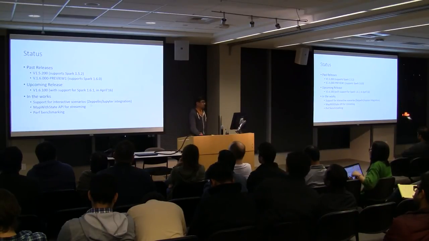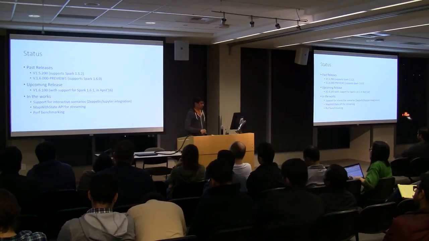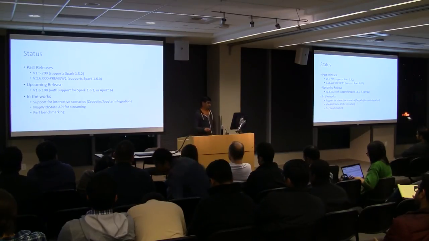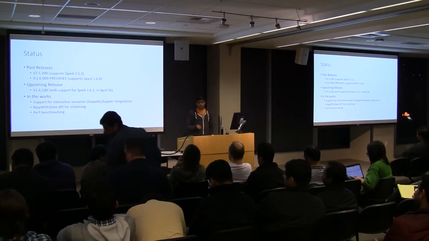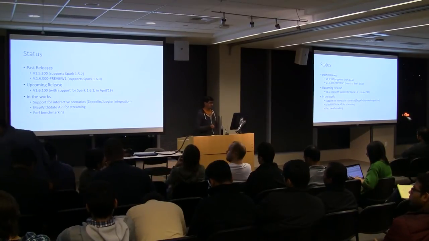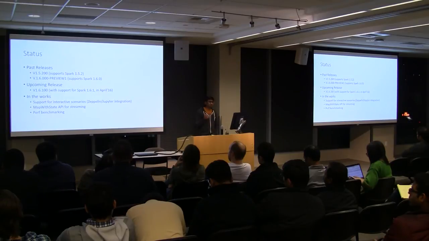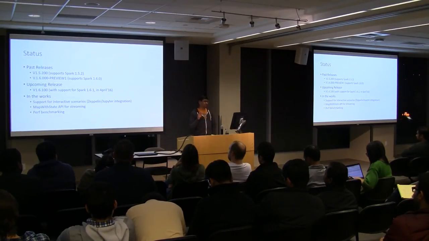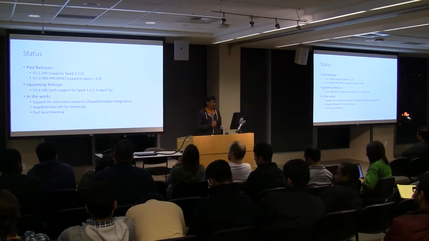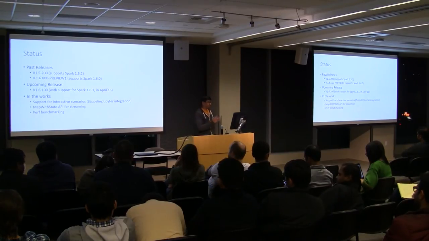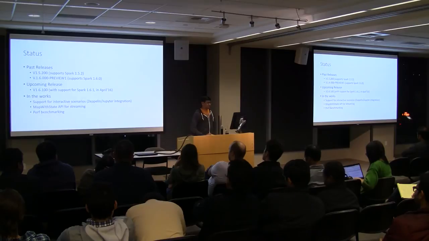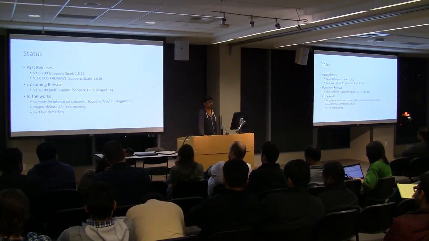Now let's look at the status. We have two releases so far. One is version 1.5.200, which supports Spark 1.5.2. Another is the preview release for 1.6.0. The next release will probably be for 1.6.1. And we have other things we are working on, like the Python scenario, the schedule API, and we are also looking at Spark.